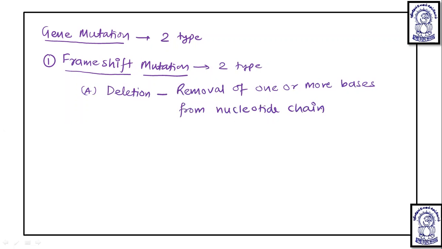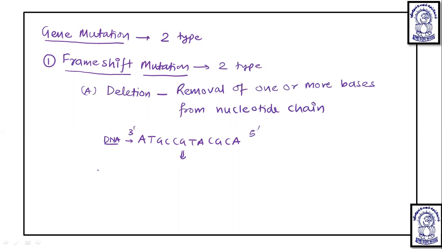If there is a removal of one or more bases from a nucleotide chain, then we call it a deletion. Suppose there is a nucleotide sequence on the DNA. We are taking an example: 3' A T G C C G T A C G C A 5' on the DNA.